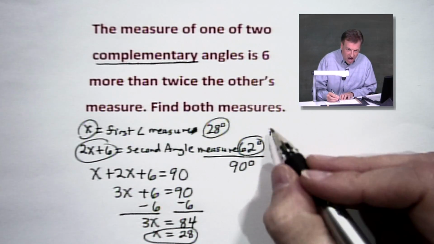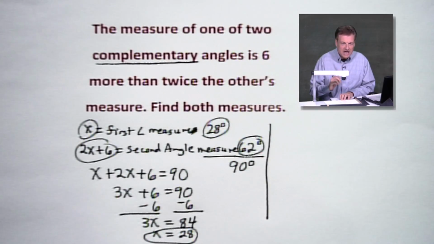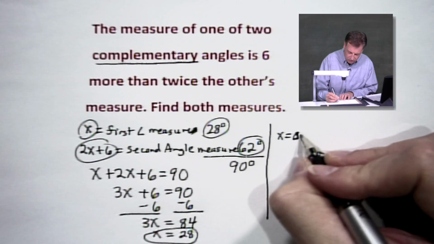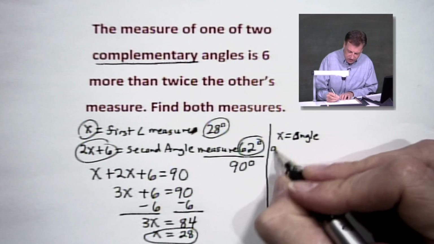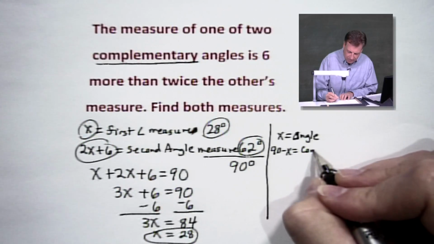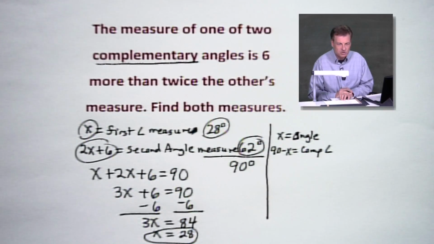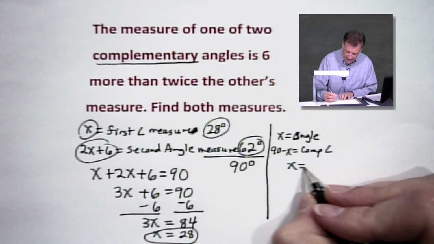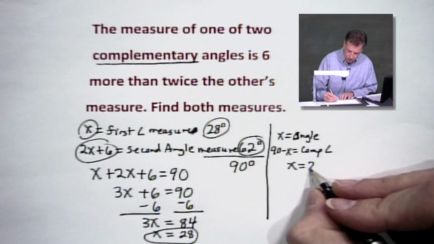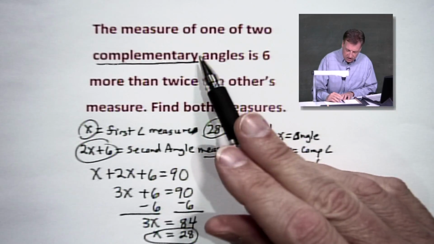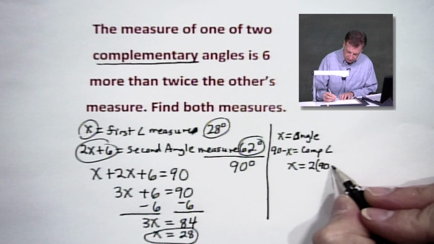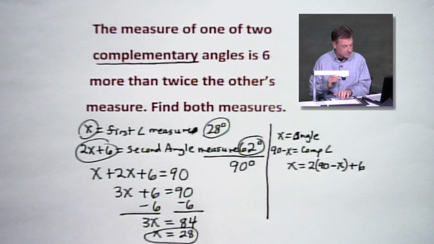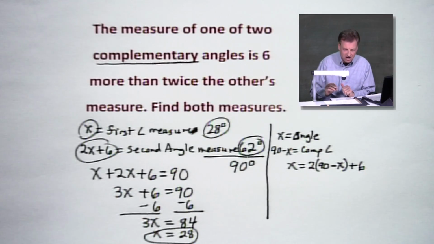Now, I said there was another option. I'm going to do another quick option here. And it basically goes back to the fact we're going to say x is an angle. We'll call it that. But we're going to use 90 minus x to equal the complement of that angle. Okay, another little option here. And it says the measure of one angle is, so we would say x equals 2 times the complement plus 6. That's another way of looking at it, all right?